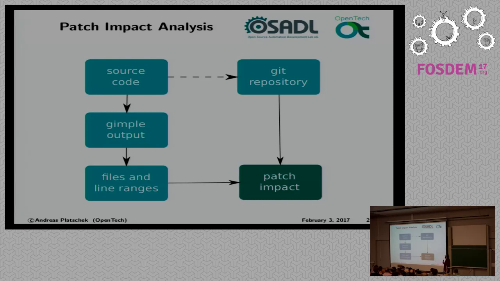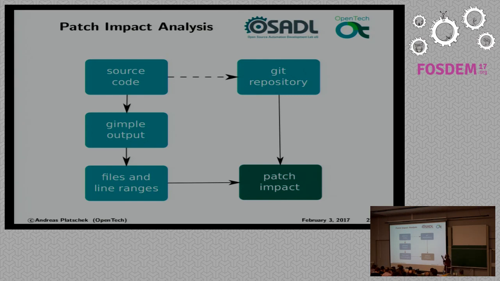One other thing I want to talk about is where the Gimple output comes in. We want to do a patch impact analysis. What we want to find out is which patches actually have an impact on our configuration of the Linux kernel. All the data I looked at up to now was really for all commits for the kernel, but we are only interested in those that have an impact on our configuration.